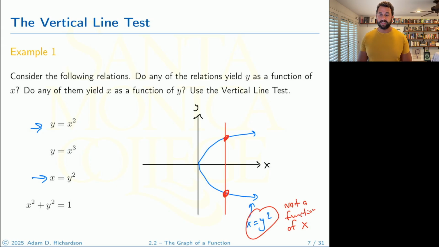Now, what's interesting is we can do something a little bit different. This graph may represent a function of y. We just have to turn our vertical line horizontally and see if that works. So we're going to do that here.